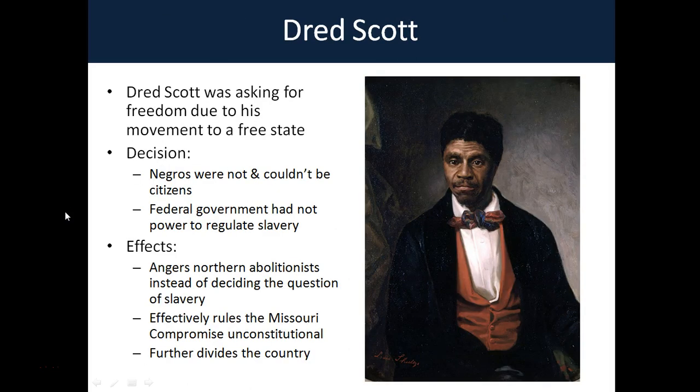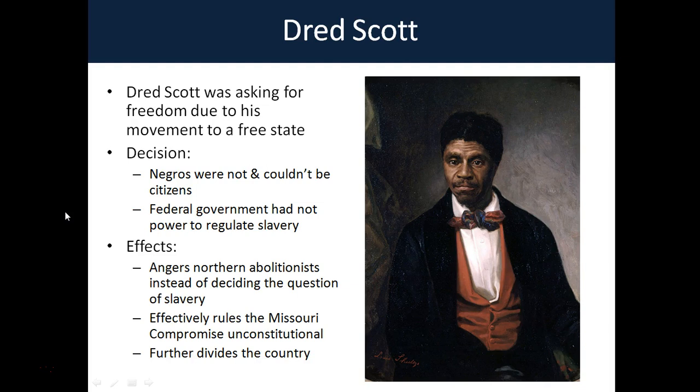All right, now another fragmentation event is Dred Scott, and those of you that have taken government are probably very familiar with this case. But Dred Scott was a slave who was asking for freedom because his master had moved from a slave state north, I believe, to Wisconsin, which was free, and he viewed that by the actions of our government previously with the Missouri Compromise and other pieces of legislation, that he should be free because he was in a free state.